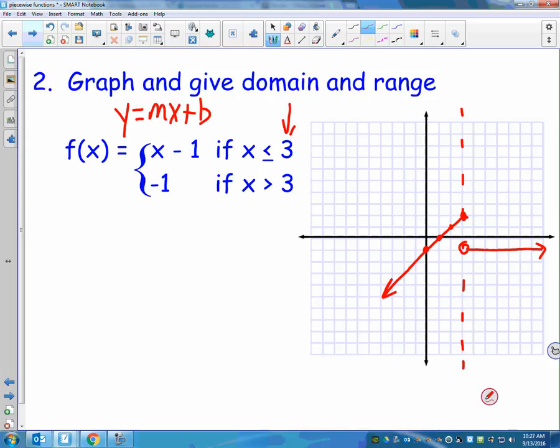I don't understand the question. No, everything after it is included, right? Just the 3 itself is not included. All of these are included.